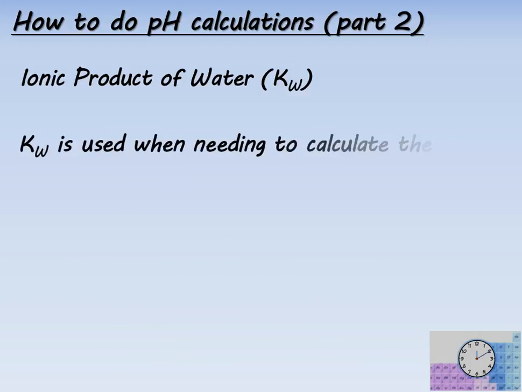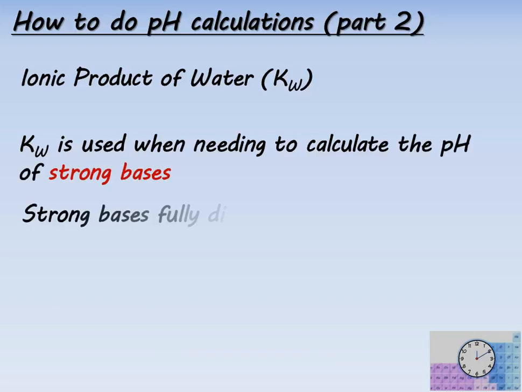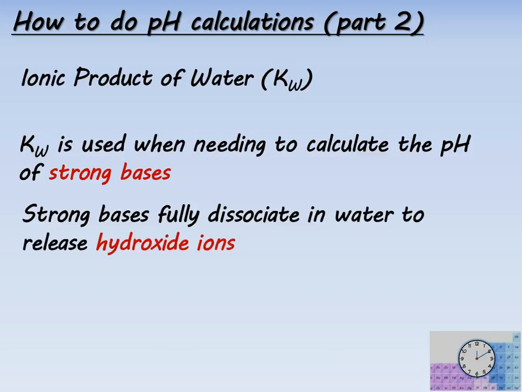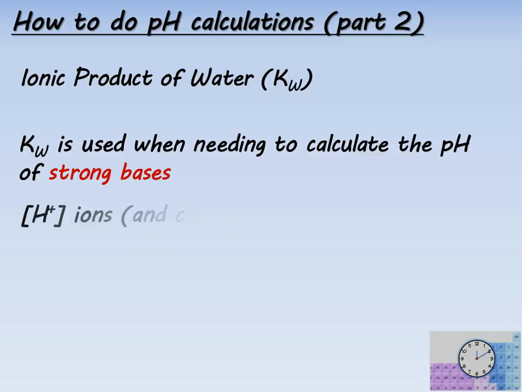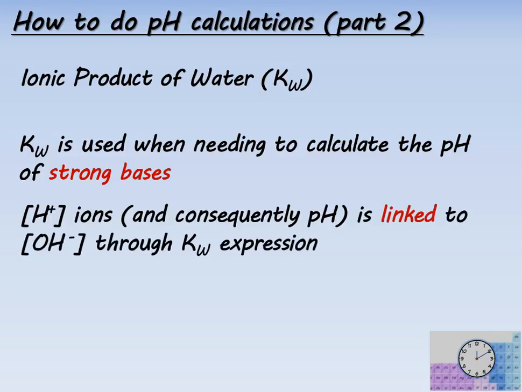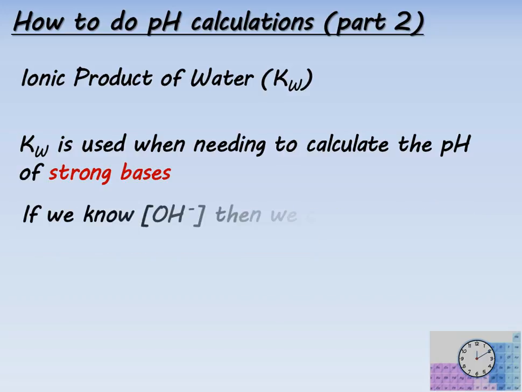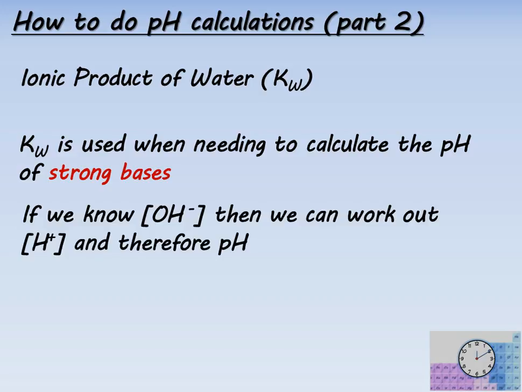So what do we use the Kw for? Well, we need it to calculate the pH of strong bases. Strong bases fully dissociate in water and they release hydroxide ions. And so the H plus ion concentration, and obviously therefore the pH, is linked to the concentration of hydroxide ions through the Kw expression. And if we know the OH minus concentration, then we can work out the H plus concentration and therefore do the minus log of that and therefore work out the pH.